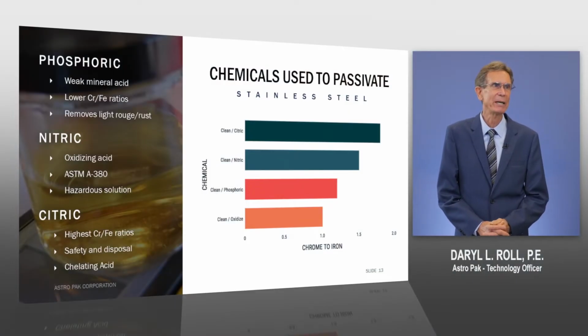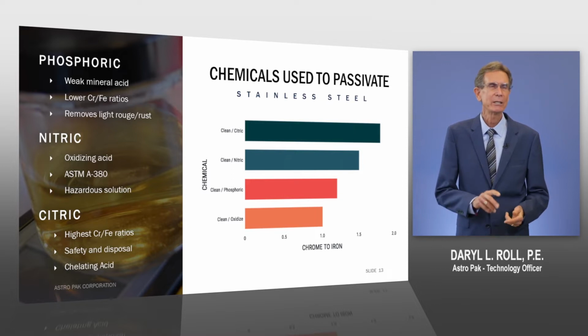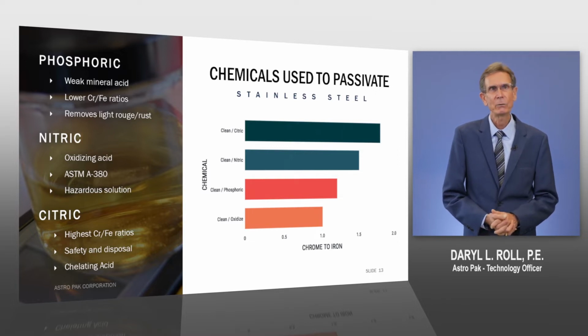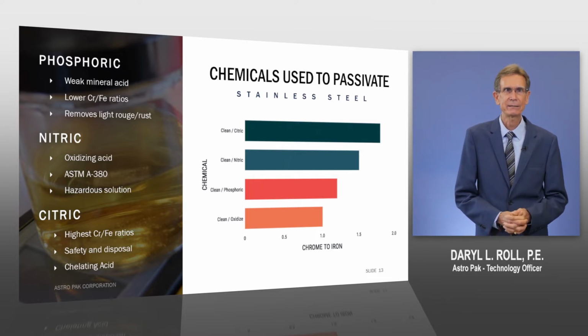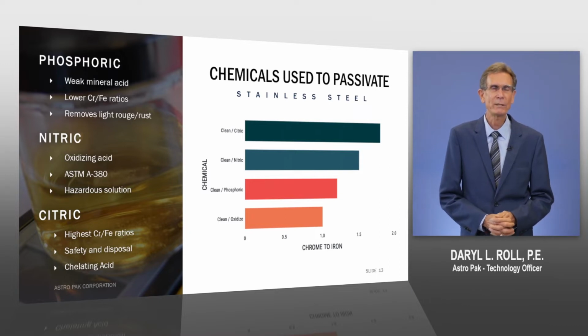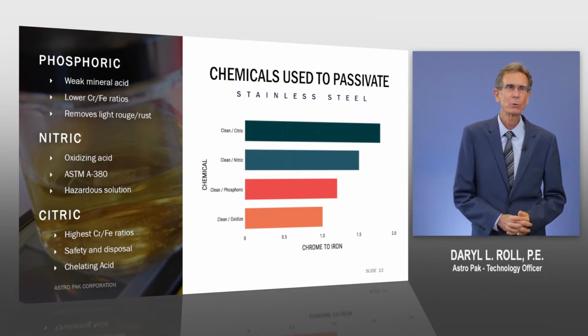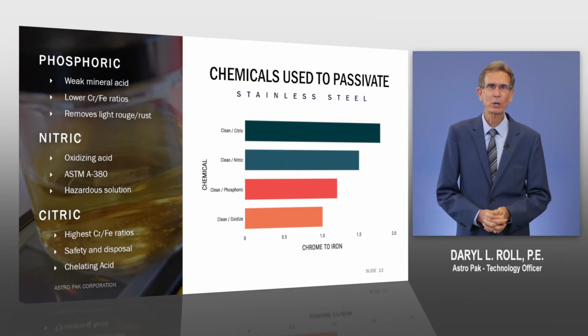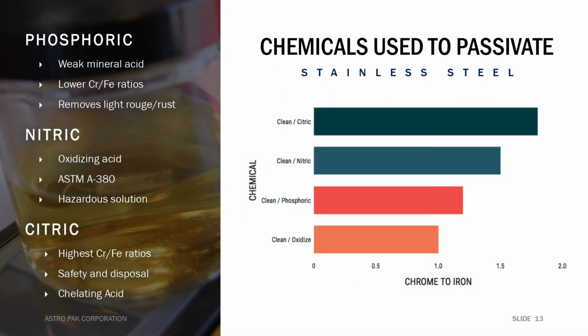When we talk about chemicals used to passivate, there are a number of acids that can be utilized. We did a series of testing to compare these processes, including just cleaning only with oxidizing. We used phosphoric acid. We also used nitric acid and citric acid. And when we evaluate these processes, we utilize the chrome to iron ratio testing that gives us a quantitative method to compare the quality of the passive film generated by these different processes.